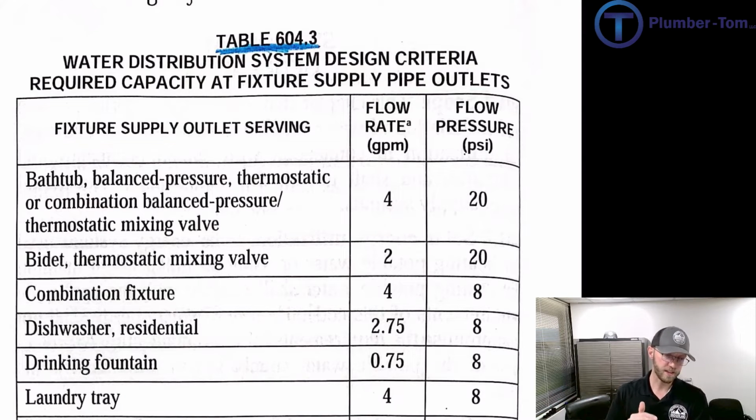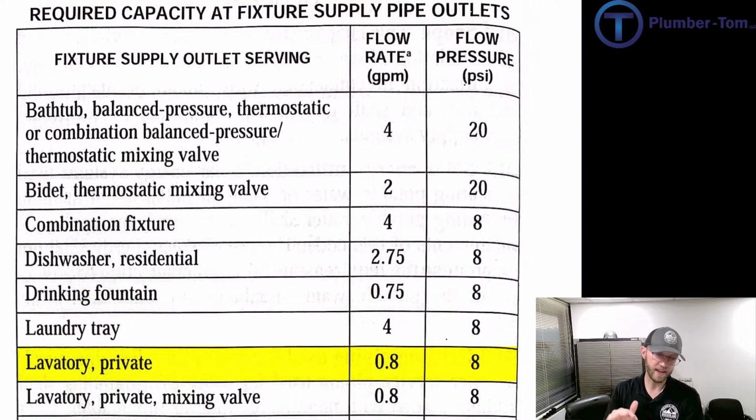The first column gives us fixture supply outlets served. So here's a whole list of fixtures and appliances that we're going to be delivering water to. The second column gives us the minimum flow rate in gallons per minute. Here's a simple example. Let's look down at private lavatory. If you have a private lavatory, 0.8 is the minimum amount that can be delivered. But connected with that also is the third column, where we have flow pressures. So we're delivering a certain gallon per minute flow rate at a minimum flow pressure of, say for that lav example, 0.8, it would have to have a flow pressure of 8 psi.